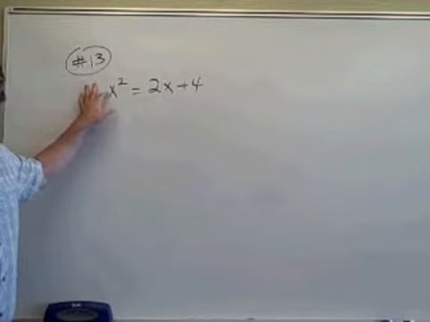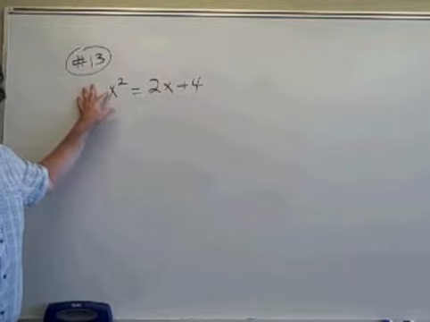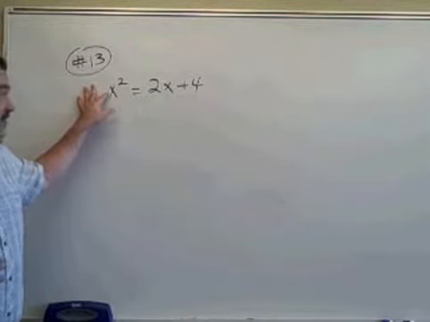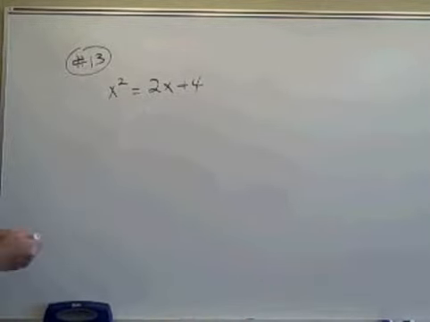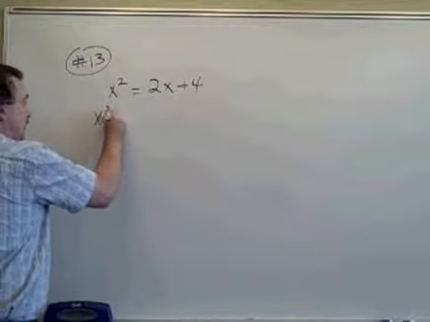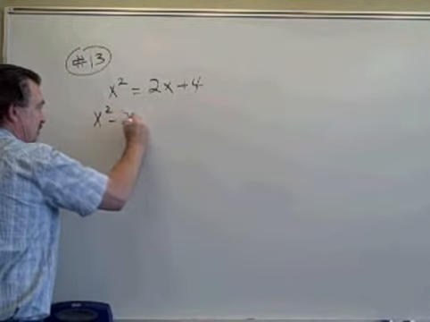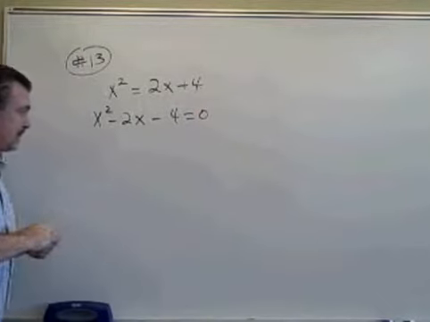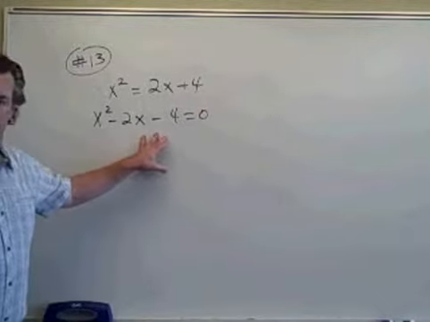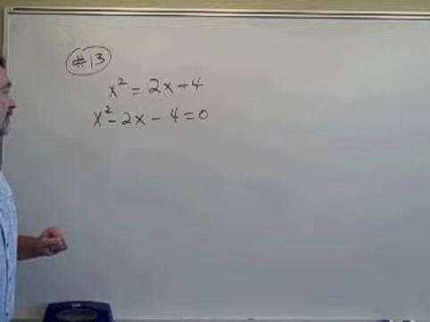Now, I don't want to move the x squared term. I want to keep the coefficient of the x squared term positive. So I'm going to move these two terms over to be with the x squared term. And I would do that by subtracting 2x from both sides and subtracting 4 from both sides. And now I have a quadratic equation I can solve.